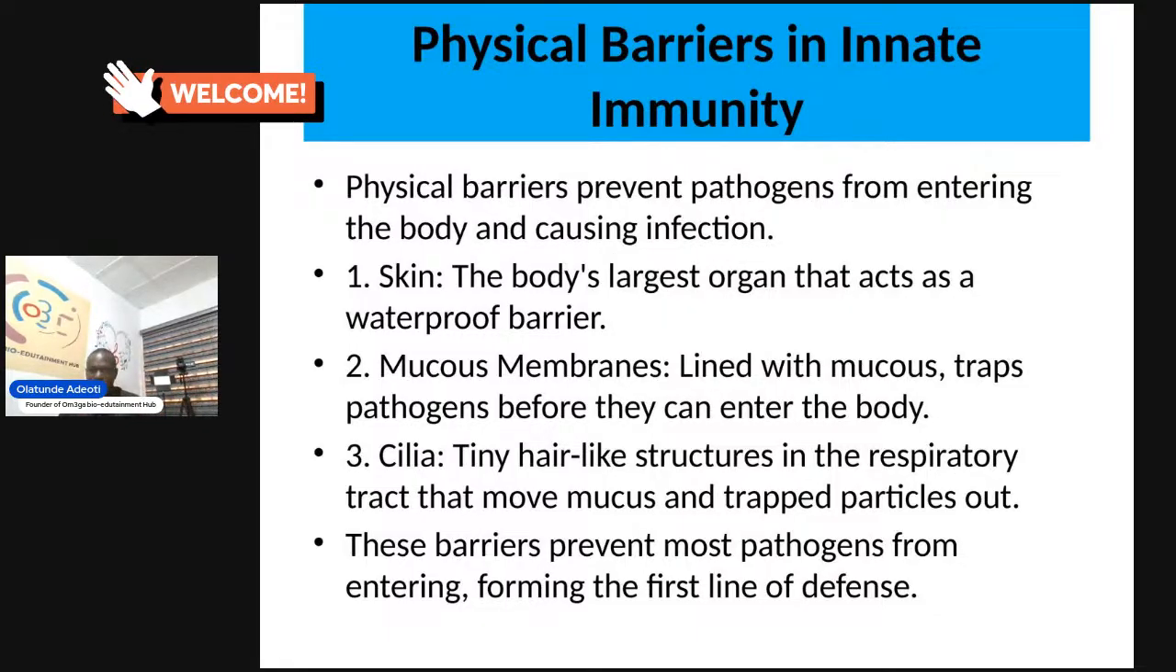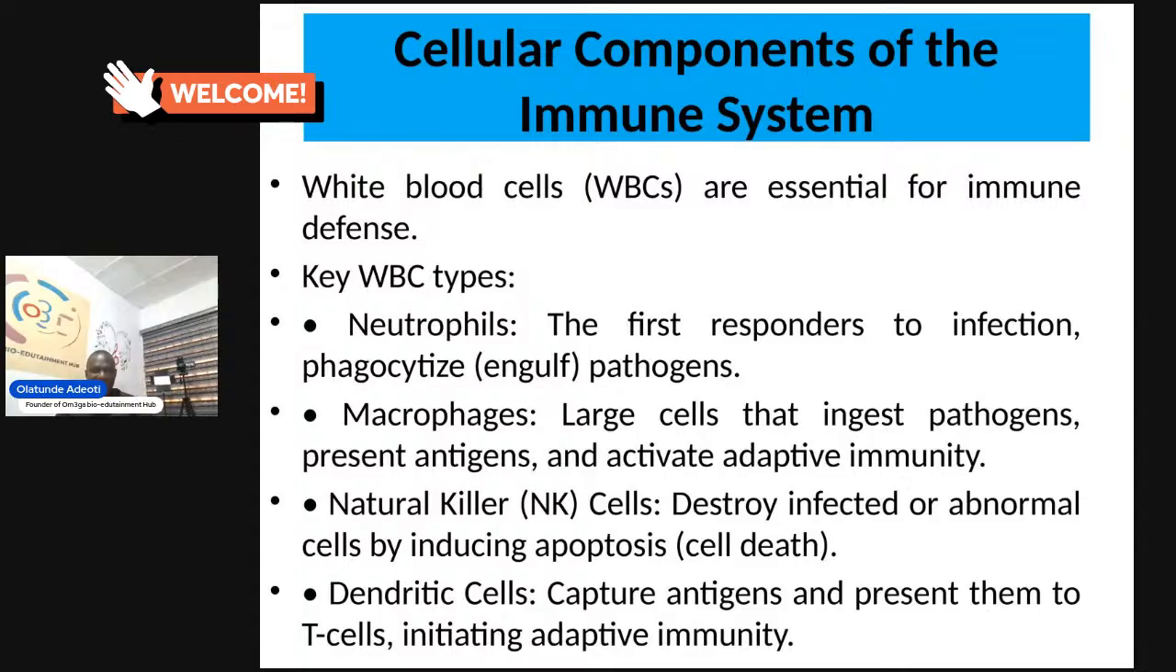So the first thing is to prevent your enemy, or the armed robbers, from entering your house. But once they have entered, there are other mechanisms that will be involved. Once they have been able to maneuver inside, the cellular component of the immune system will be triggered, and the first thing recruited is the white blood cells, which are very essential for the immune system. In the white blood cells we have neutrophils. Neutrophils are always the first responders to infection.